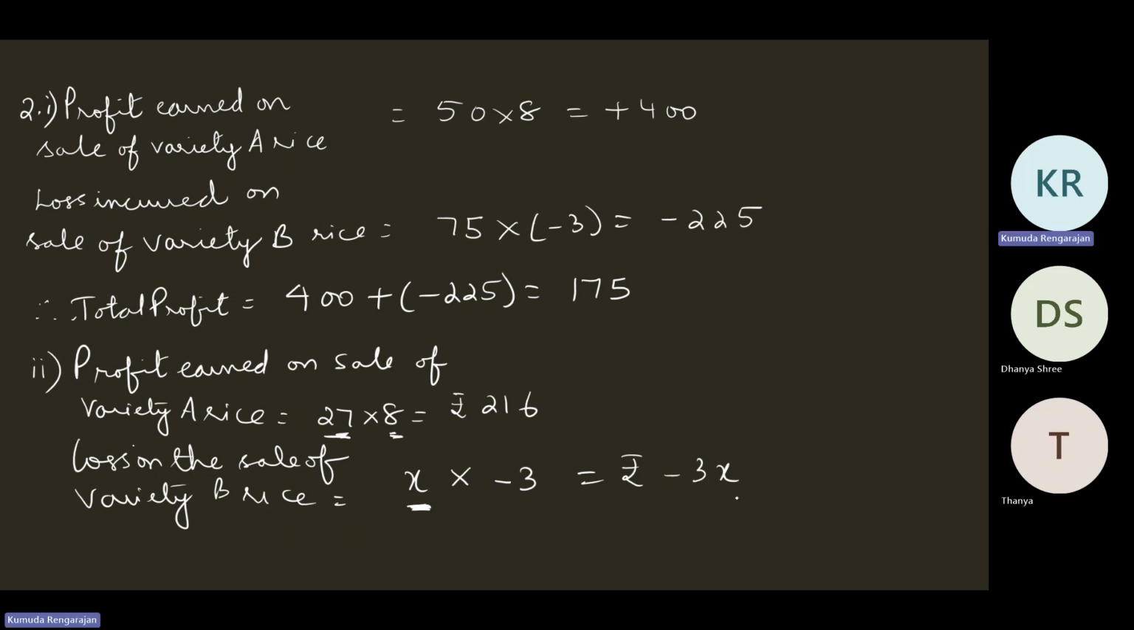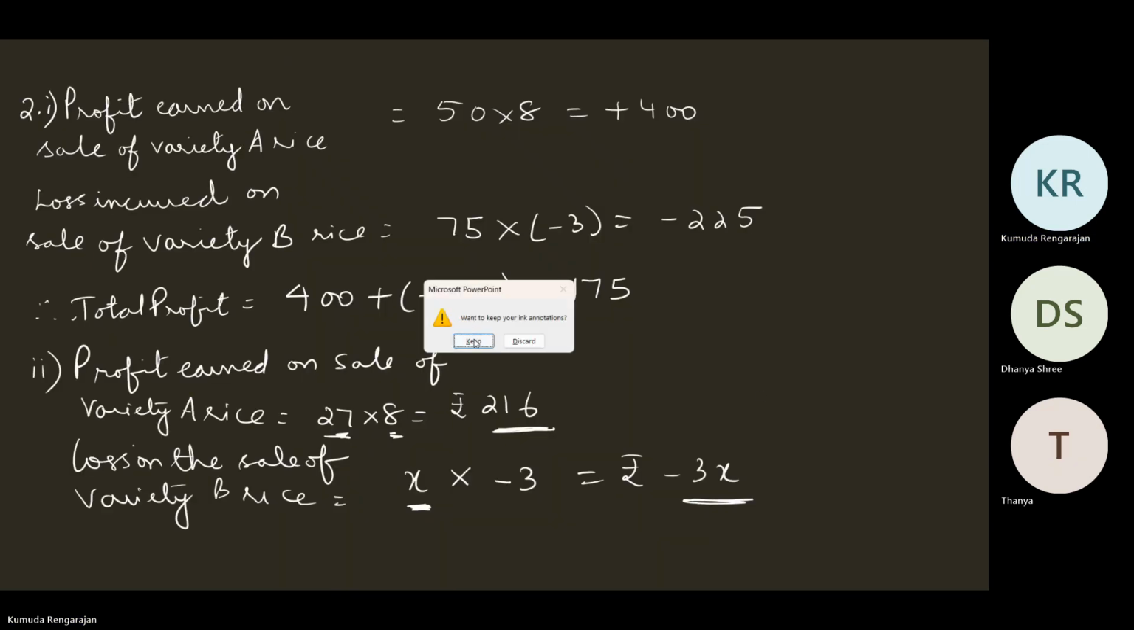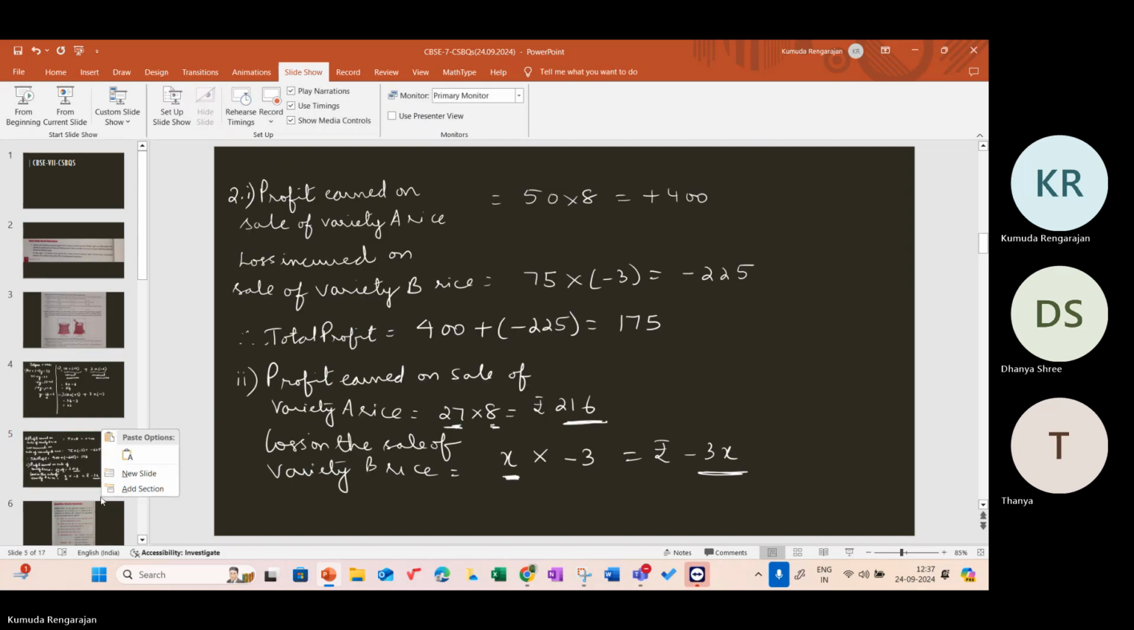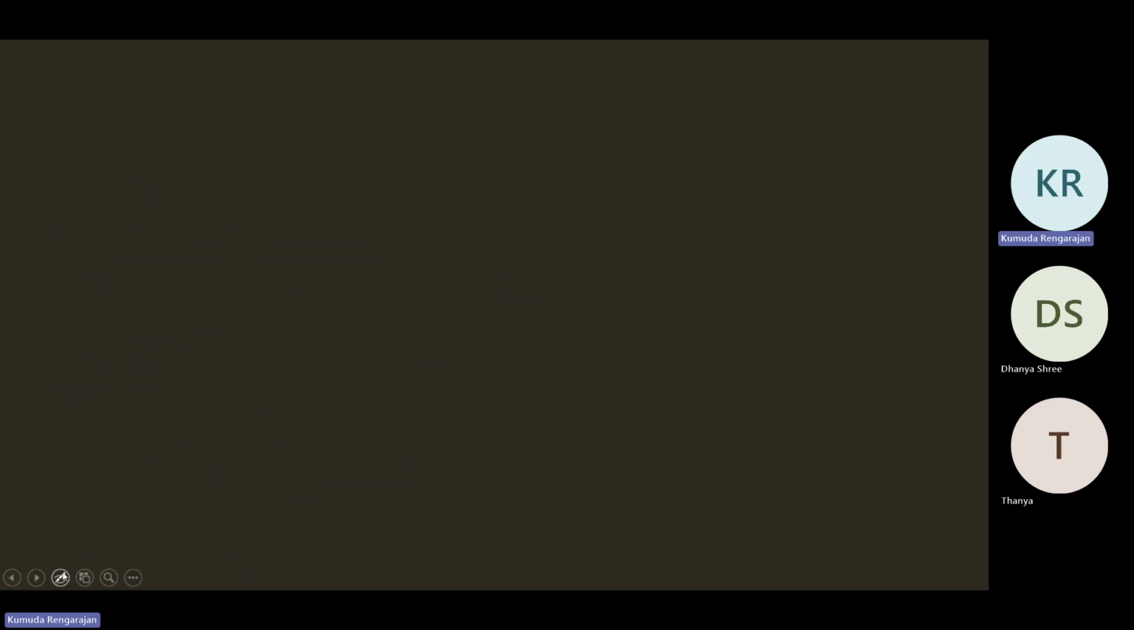Now, when you put both of these together, this is the profit on sale of variety A, and this is the loss on sale of variety B. See, profit is 216 and loss is -3x. When you put these two together, it's a net loss of how much? 24 rupees. So it is equal to -24.